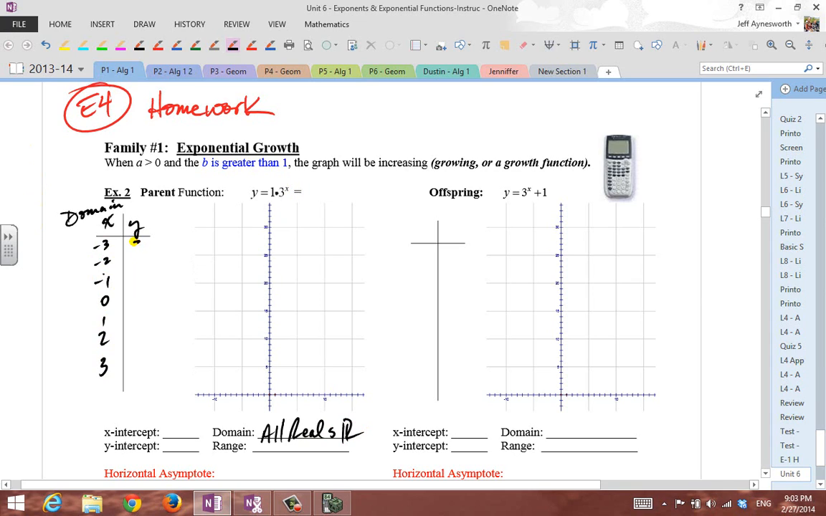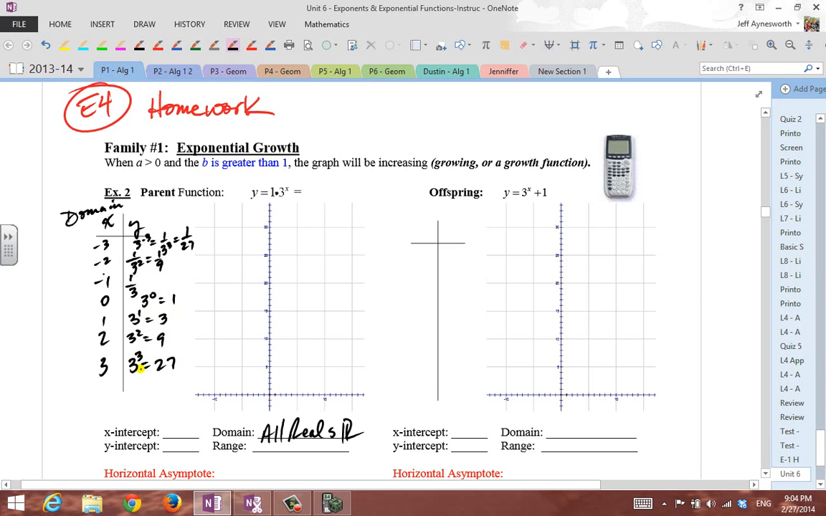All right, 3 to the -3 power is 1 over 3 cubed, which is 1/27. 3 to the -2 power is 1 over 3 squared, or 1/9. 3 to the -1 power is 1 divided by 3, or 1/3. 3 to the 0 power is just 1. 3 to the first power is 3. 3 squared is 9. 3 cubed is 27.